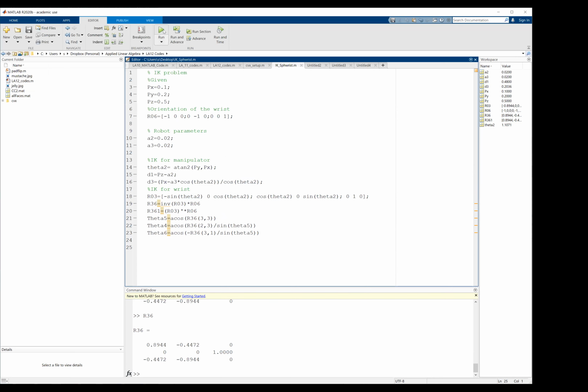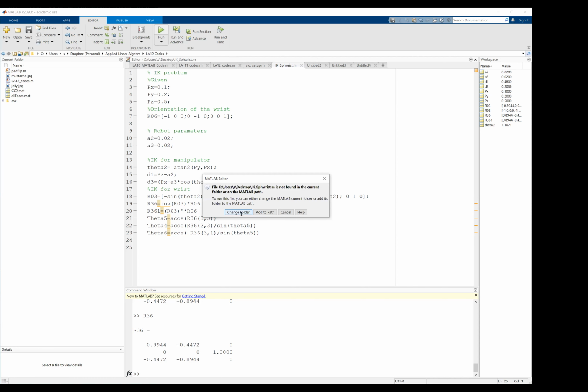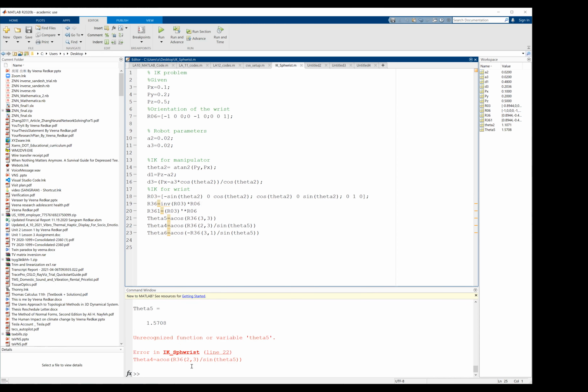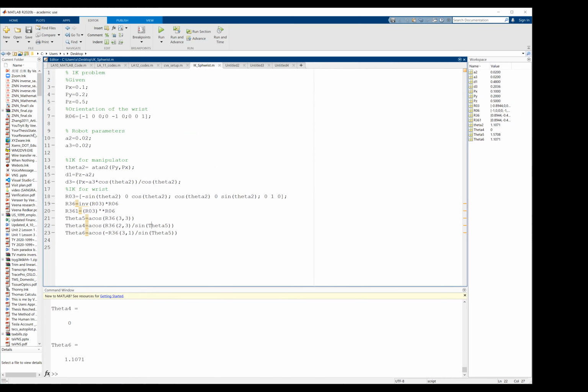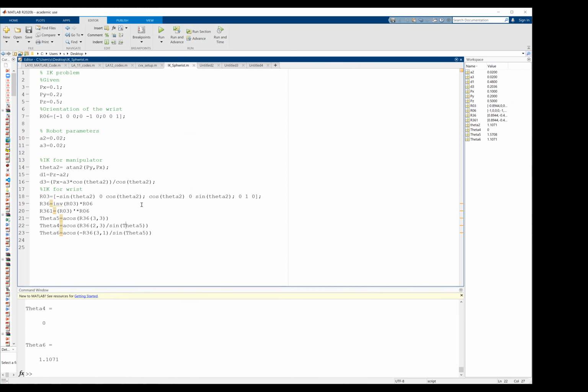And I will solve this problem. So once you solve, let me see, I made a mistake somewhere, theta 4. Okay, yeah, so here is the mistake. This should be capital. This should be capital. And when you run, that should give you the solution.